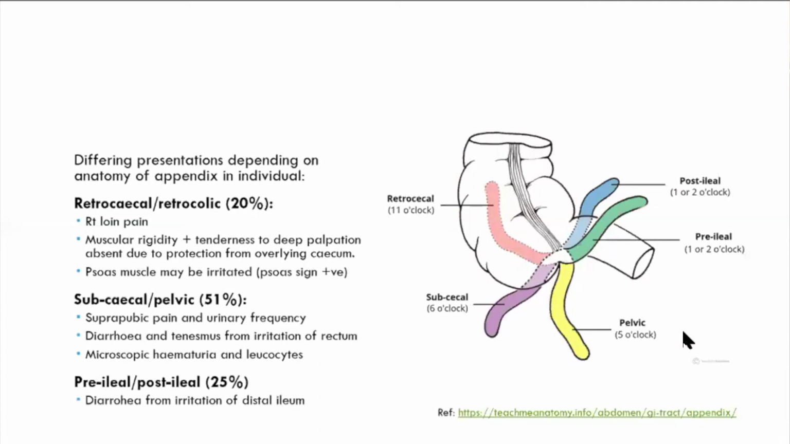You don't necessarily get the muscular rigidity and the tenderness to deep palpation because actually the appendix is behind the cecum, and the cecum is obviously one of the biggest parts of the bowel, so it protects that. But you might get the psoas muscle irritated, so your psoas sign might be positive. Similarly, etc., etc. You can have a little read through that. I'm just wary of the limited time that we have. So management is really the next question.